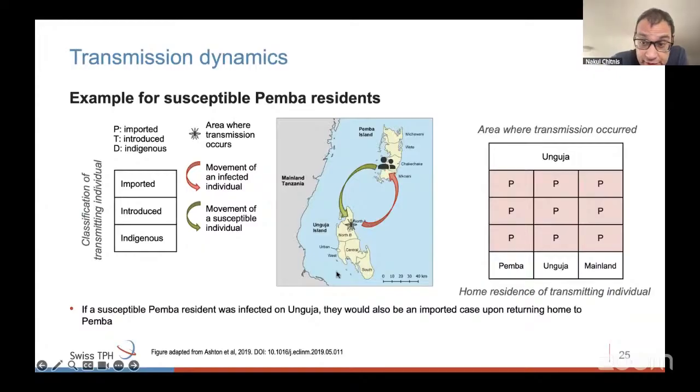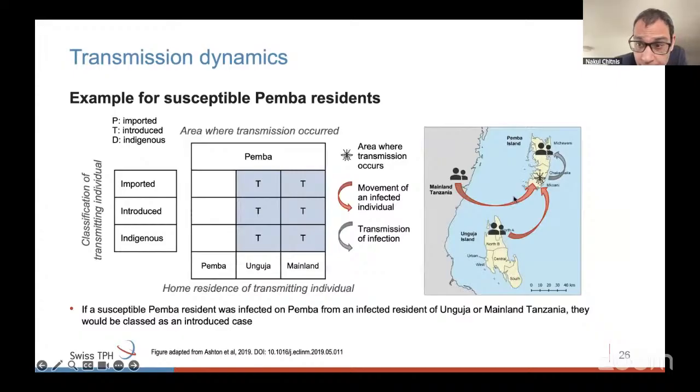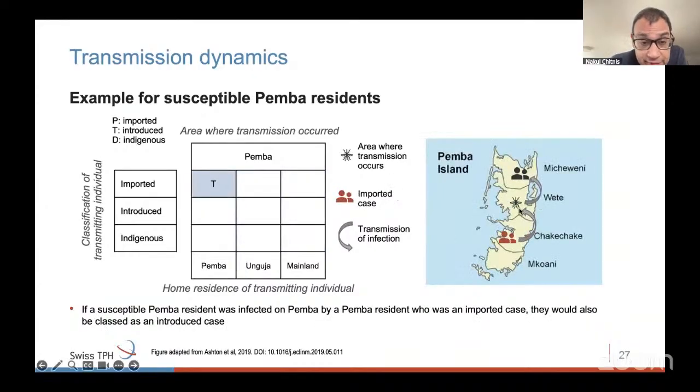If they travel to Unguja, it's again the same: no matter who infects them, because they're not in their home island, they will be considered an imported case. For Pemba residents on Pemba, if they're infected by someone from Unguja or mainland Tanzania who is visiting Pemba, they would be considered an introduced case. So this is not imported, but introduced. Or if they're infected by an imported resident of Pemba on Pemba, they would again be an introduced case, so this is one transmission away.